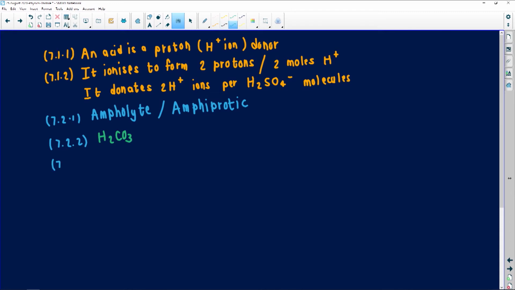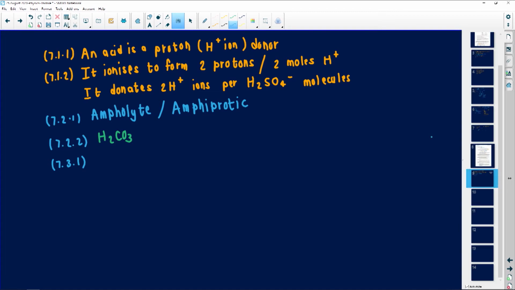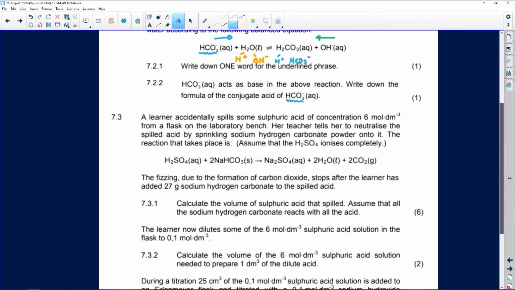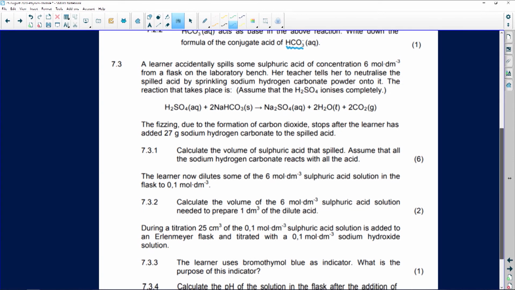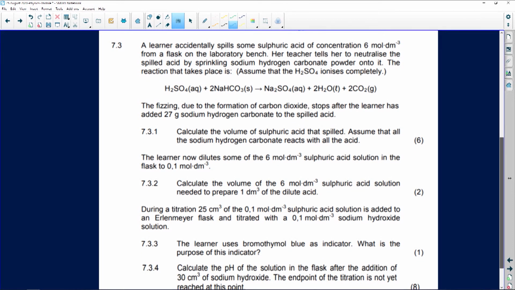So let's look at 7.3.1. I think it's a calculation. These are very long questions, my darling, so make sure that you pace yourself really well in the exam. So now we have a learner accidentally spills some sulfuric acid.